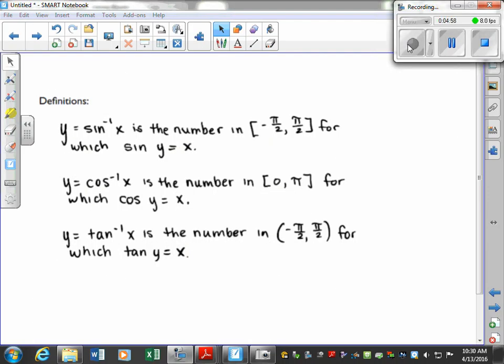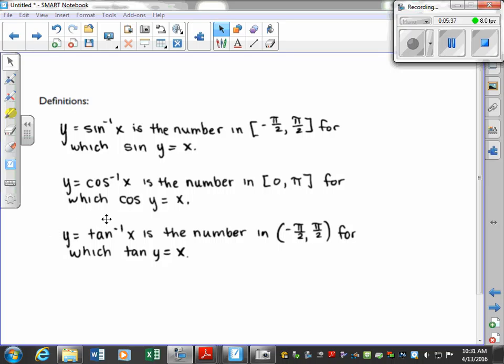Okay, so if you want to pause this for a minute and write these down, we're just going to read over these definitions. So y equals the sine inverse of x is the number in the restricted region, negative pi halves to pi halves, which we see as the right of our unit circle, for which the sine of y is equal to x. When we move on to cosine inverse, it's the number in the top of the unit circle region for which the cosine of y is equal to x. And when we start going over the examples, they'll make a little more sense to you, but for right now, it's just the definition.